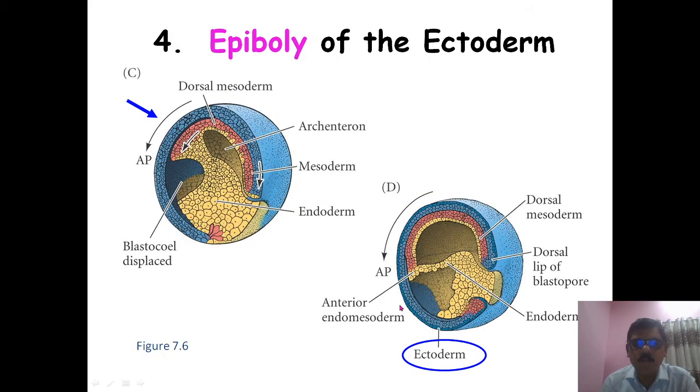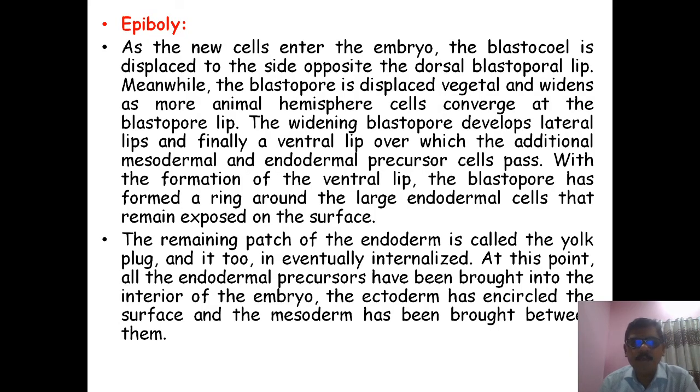As new cells enter the embryo, the blastocoel is displaced to the side opposite the dorsal blastopore lip. Meanwhile, the blastopore is displaced toward the vegetal pole and widens as more animal hemisphere cells converge at the blastopore. The widening blastopore develops lateral lips and finally the ventral lip.